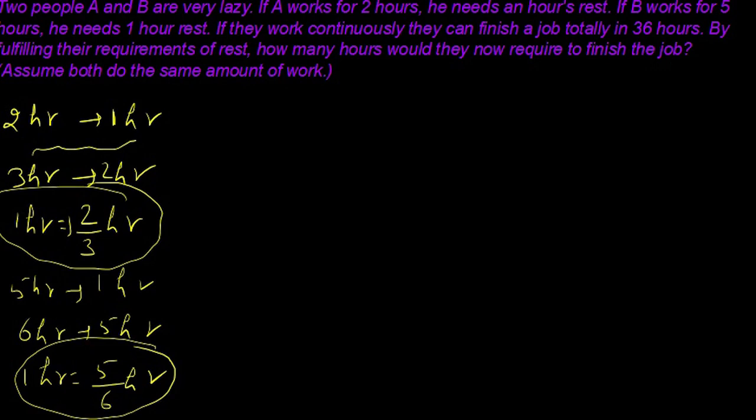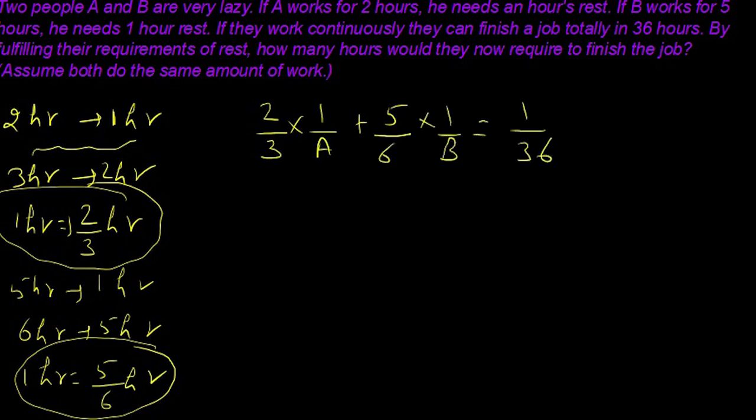Okay, so they are doing it in the same pattern. So the efficiency of A is 2 by 3. The efficiency of B is 5 by 6. And they've completed the work in 36 hours. But one equation, two variables, how to solve this? But in the last line, I think we should read this: assume both do the same amount of work. What does that mean? That A and B are the same. So that is easy for now. Let's take A and B as the same.